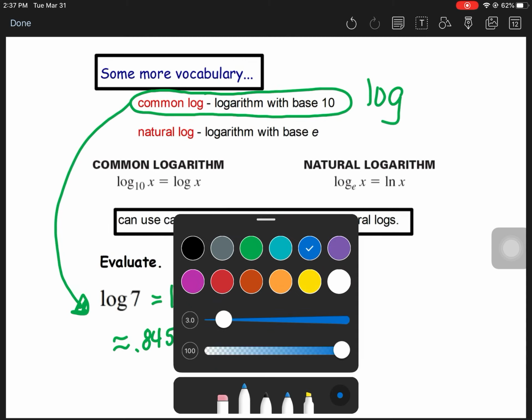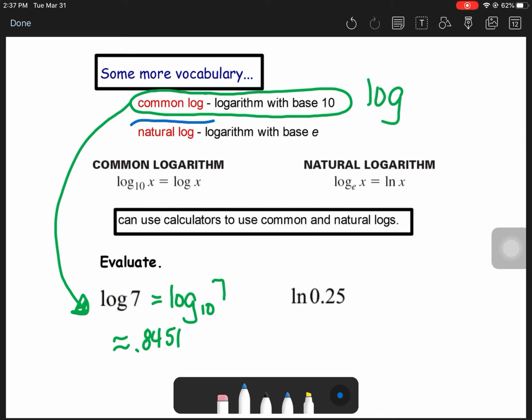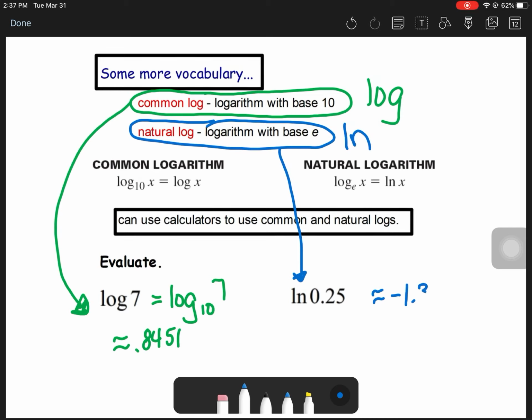Then on your calculator, as we look for the natural log, which has a base of e, on the calculator is ln. So you would find ln on your calculator, and then you'll press 0.25 and equals, and you'll get an answer of negative 1.3863. And you can use these on any scientific calculator. Look for the LOG and the ln. This was our lesson on introductory logs.